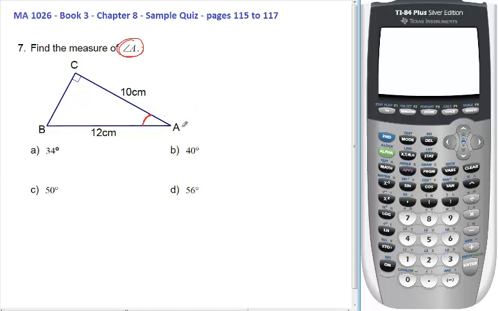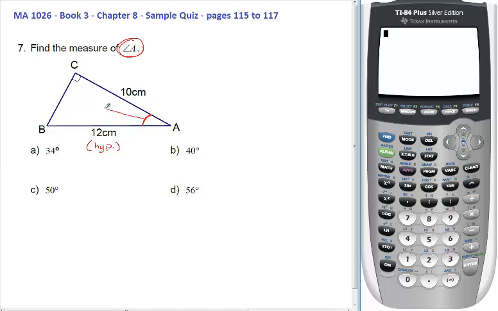Now we're asked to find angle A, which is right here. So what is 12, what is 10 according to A? Remember now, the one opposite the right angle is always the hypotenuse. So there's the right angle. Opposite that is the hypotenuse, the longest side. The longest side is always the hypotenuse, and it's opposite the right angle. So this side here is the hypotenuse.